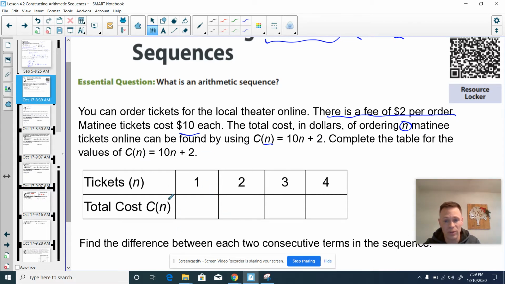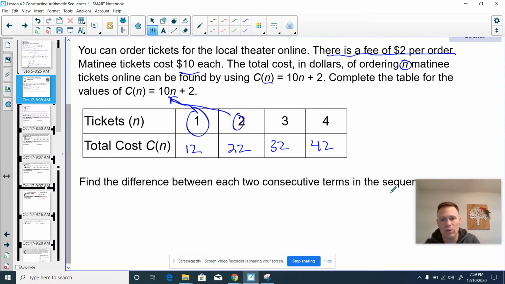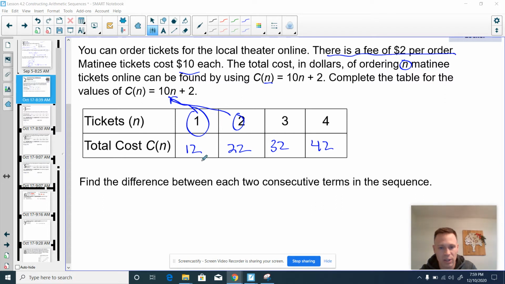So we're going to figure out what the sequence is. If I buy one ticket, that means I substitute 1 in for n. So 10 times 1 is 10, and I add 2 for the convenience fee, that's $12. If I buy 2 tickets, 10 times 2 is 20, plus 2 is now 22. And then the next one will be 32, and the next one after that would be 42.